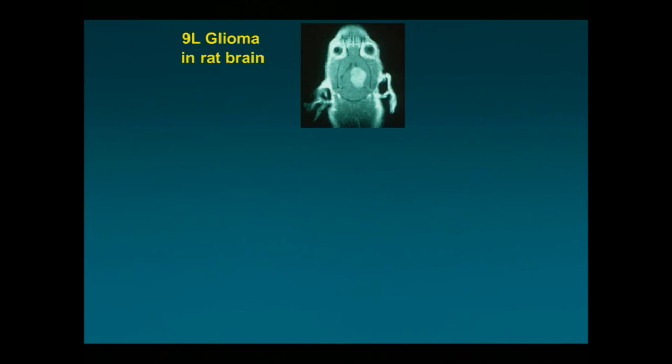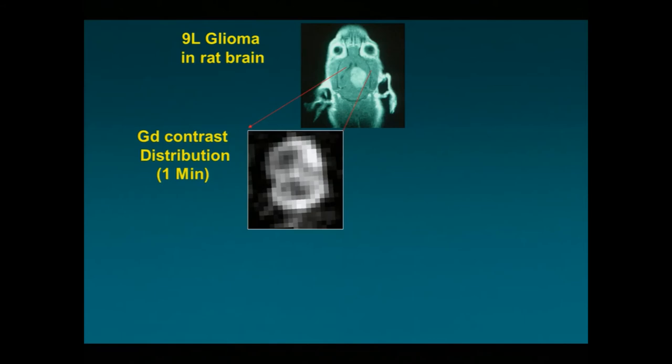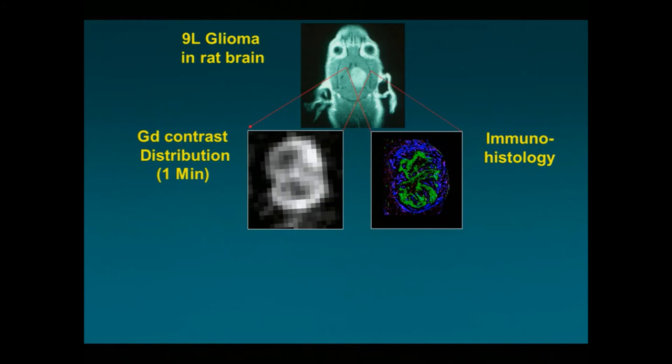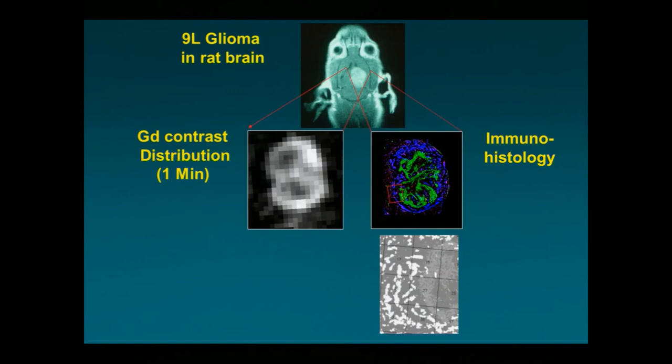And that's an image taken 1 minute after the gadolinium contrast application. And the nice thing of the brain is that the matching is quite nice compared to other tissues. And then you can do immunohistology of that brain. What you see here is the result of the immunohistology. You see here the vessels, so you can determine the vessel density, the surface areas, all kinds of things by the histology.